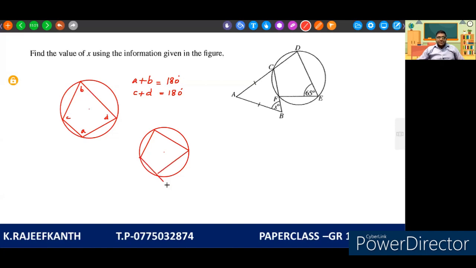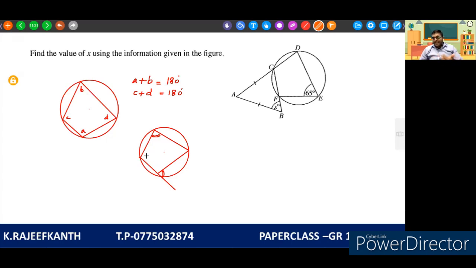If I produce one side of a cyclic quadrilateral, then we all know there will be an exterior angle, right? When we are producing a side of a cyclic quadrilateral, an exterior angle is formed. So these exterior angles will be equal to the interior opposite angles. In a cyclic quadrilateral, the exterior angle is equal to the interior opposite angle.